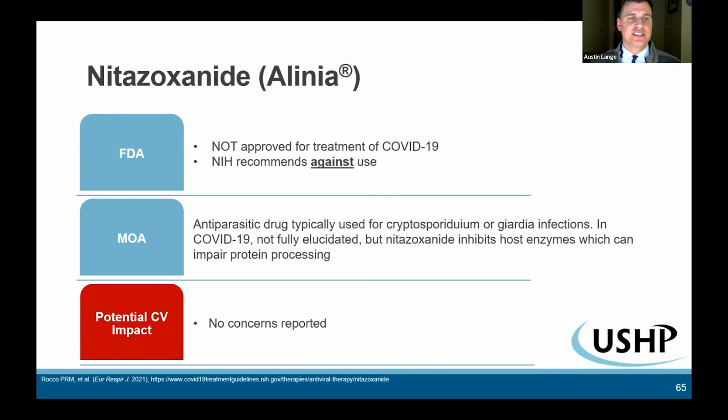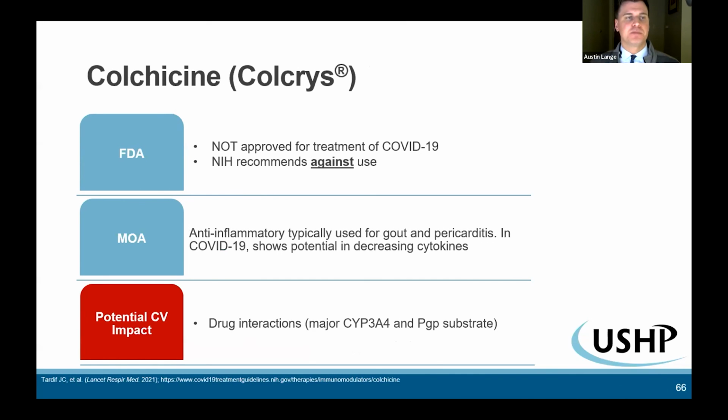Nitazoxanide or Alinia is not approved for treatment of COVID-19. The NIH recommends against its use. It's an antiparasitic, no concerning cardiovascular impact, but we want to avoid that one.